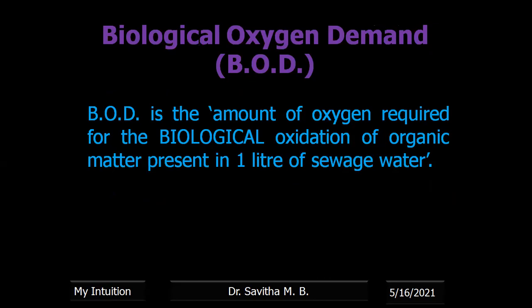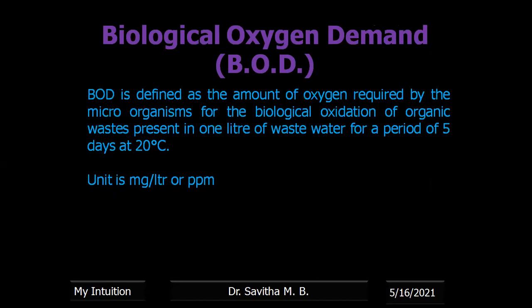Biological oxygen demand is the amount of oxygen required for the biological oxidation of organic matter present in 1 liter of sewage water. This is the definition. Let's see what it actually is. Sewage water means the water which contains organic impurities, right? Now, if we want to find out how much organic matter is present in the water, we have to oxidize it. For the oxidation, we require oxygen.